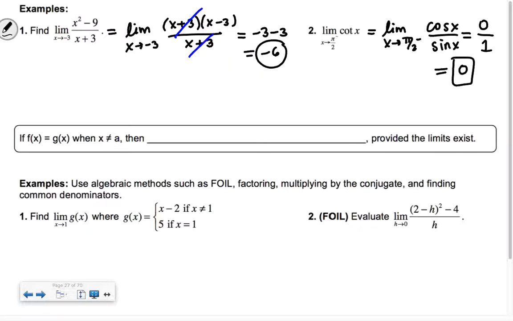Yeah. When do you substitute versus just like doing something else? If you can plug it in, then plug it in. If you can't plug it in, you got to do a trick. So if you get undefined, then you can't plug it in.